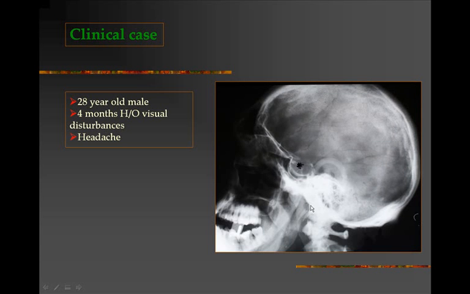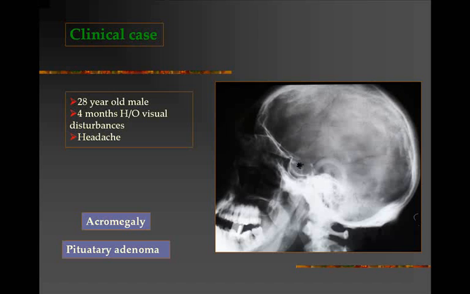This is an example of acromegaly, which is caused due to pituitary adenoma, a tumor in the pituitary gland. On X-ray, the enlarged pituitary gland shows an expansile sella turcica. The visual disturbances caused by this tumor are due to its anatomical location very close to the optic chiasma.